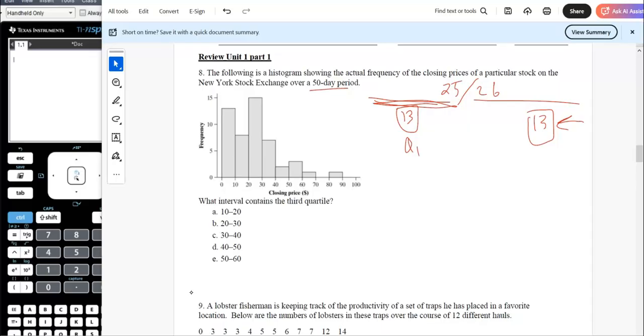I'm going to count it that way. I'm assuming this is 1, 2, 3, 4, 5, 6, 7. I'm going to go to 13.